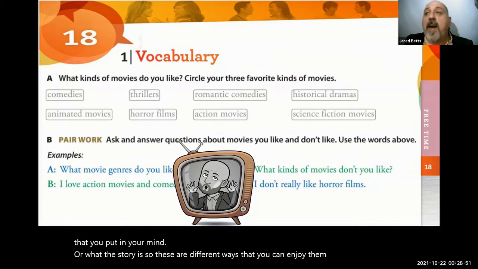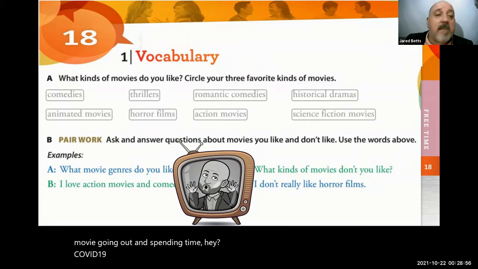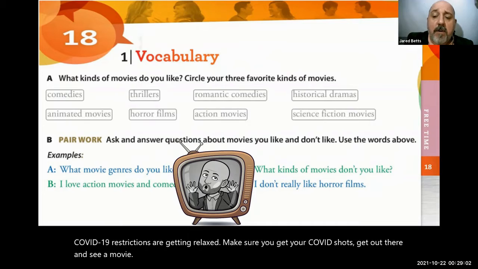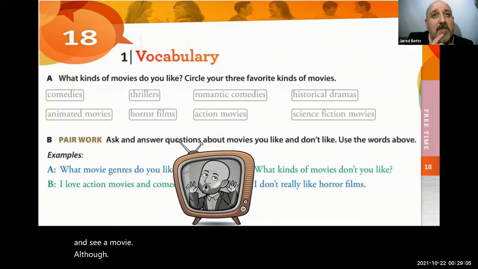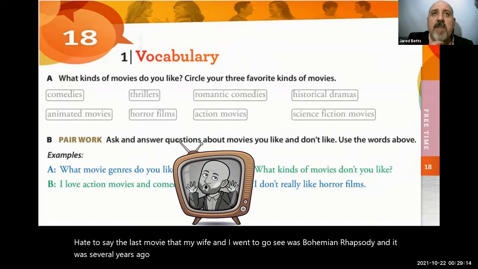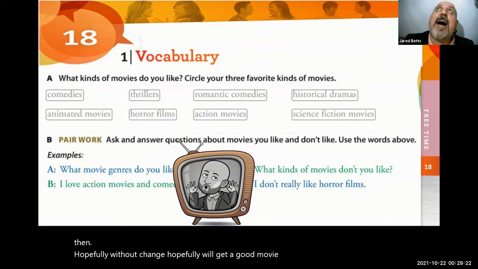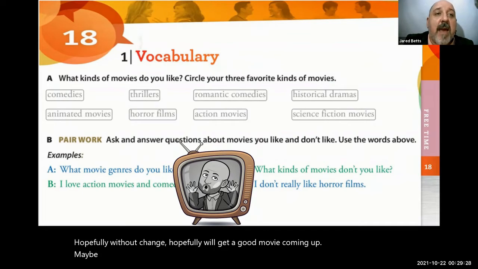So watching a movie, going out and spending time, hey, COVID-19 restrictions are getting relaxed. Make sure you get your COVID shots, get out there and see a movie. Although, I hate to say this, the last movie that my wife and I went to go see was Bohemian Rhapsody. That was several years ago, and we haven't had a movie that we wanted to go see at the movie theater since then. Hopefully that'll change. Hopefully we'll get a good movie coming up. No? Well, maybe they'll send us something and we'll be able to go out. Okay, maybe not.